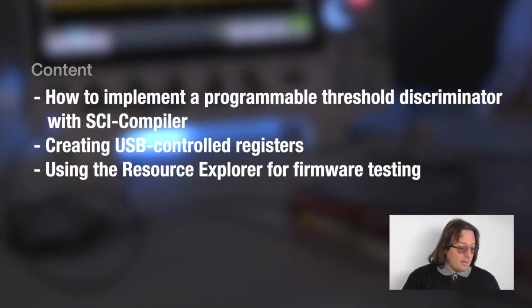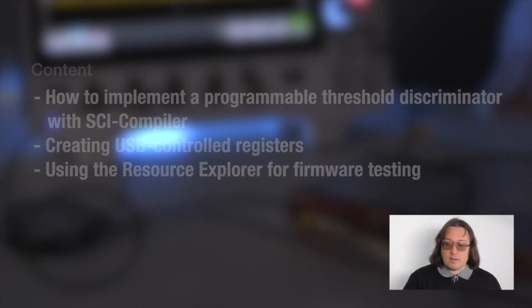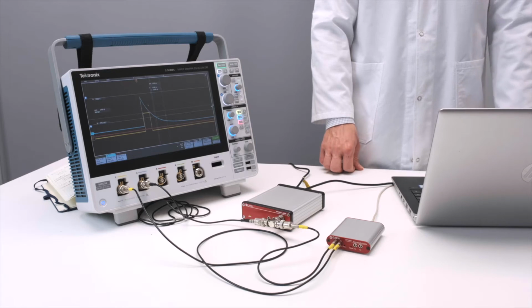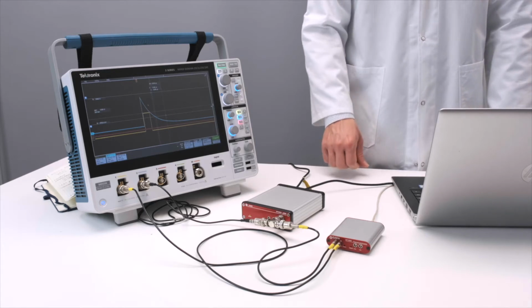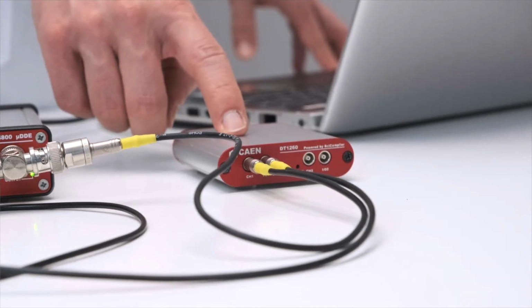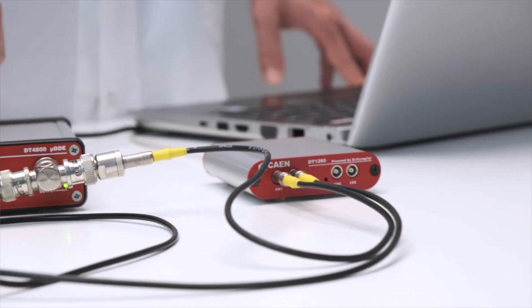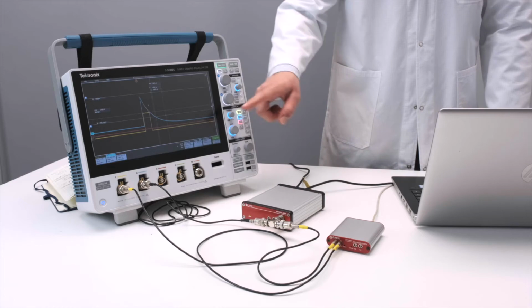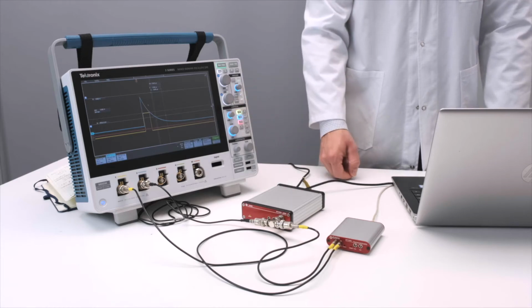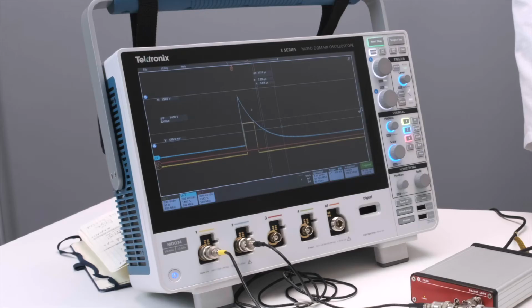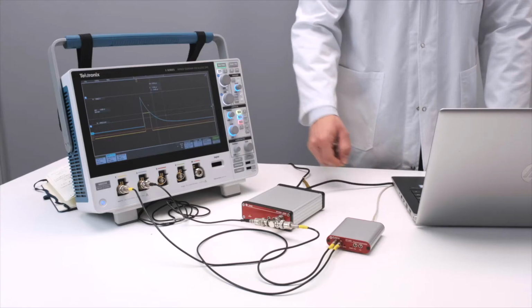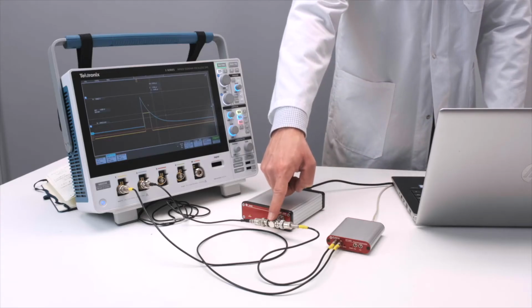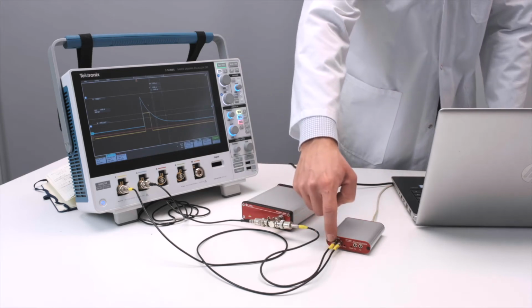We will implement this discriminator on the following hardware. So we have a CDK development kit board connected to a digital emulator, so a pulse generator. The emulator generates an analog pulse, an exponential pulse. We can see it on the oscilloscope, and this pulse is provided to both the board and the oscilloscope.